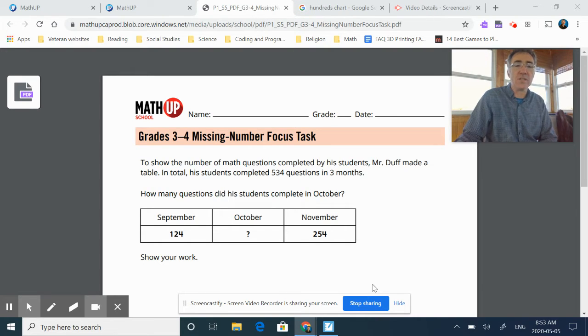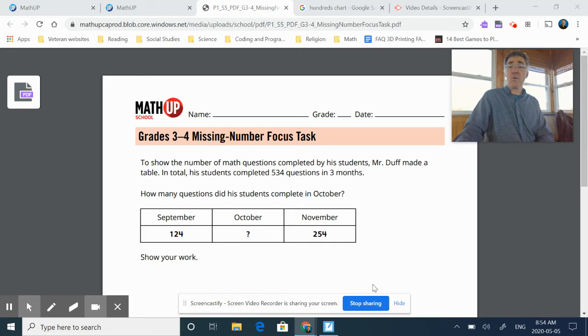The question reads, to show the number of math questions completed by his students, Mr. Duff made a table. In total, his students completed 534 questions in 3 months. How many questions did his students complete in October? We can see in September they did 124. In October, we're not sure. November, we did 254. And then it says, show your work.